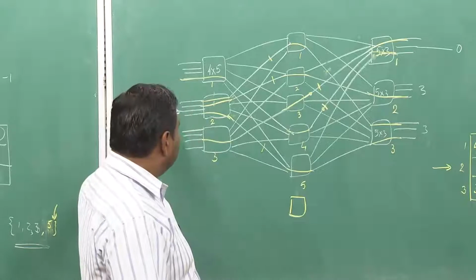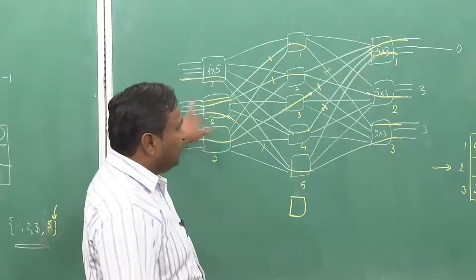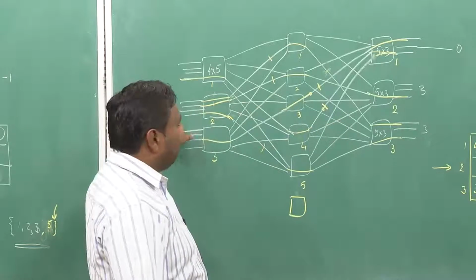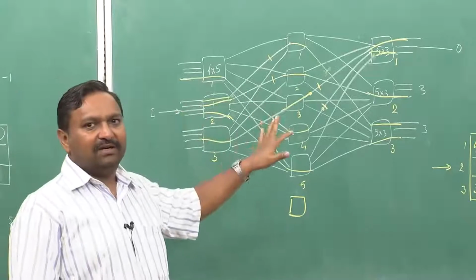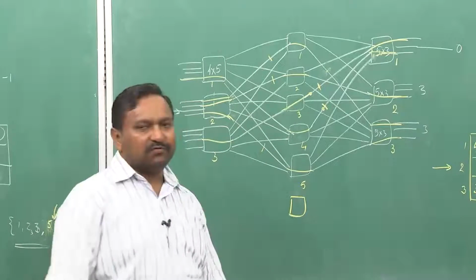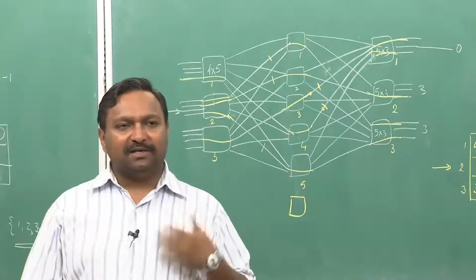So, it will be m1 plus n3 minus 1, 4 plus 3 is 7, minus 1, which is 6, 6 number of switches. It will enable the path to be set up.